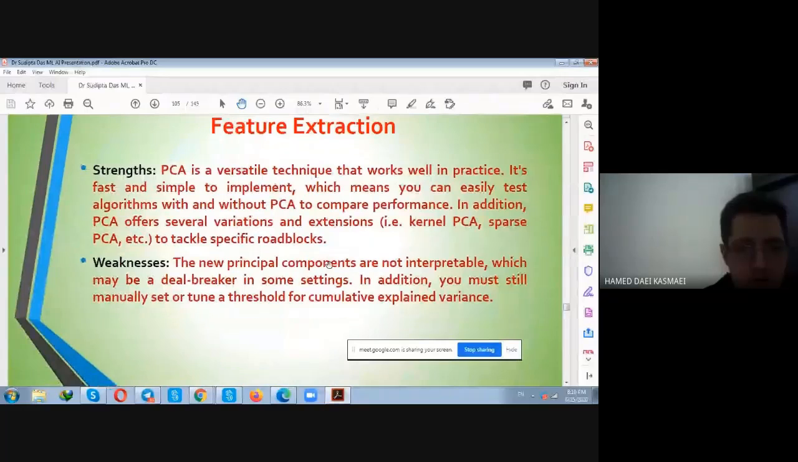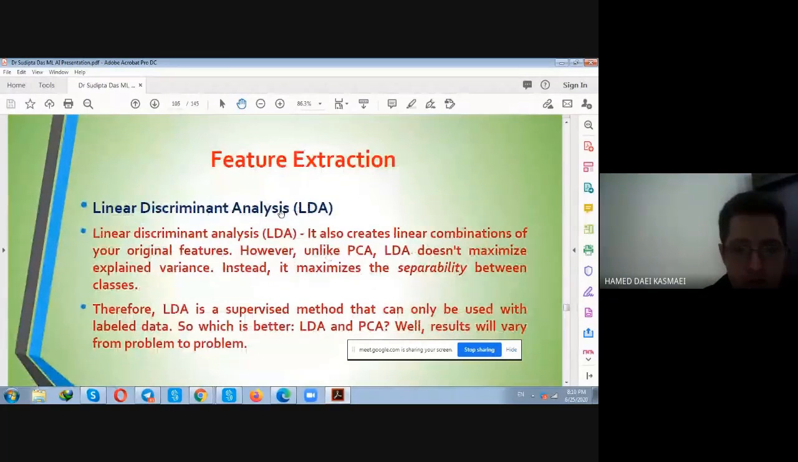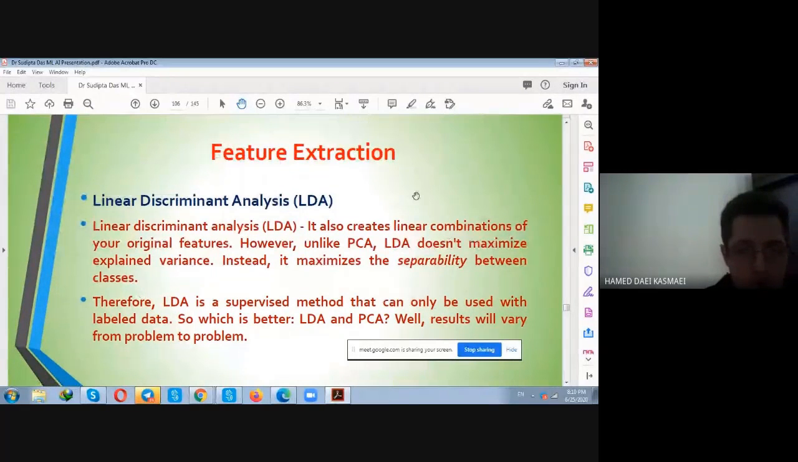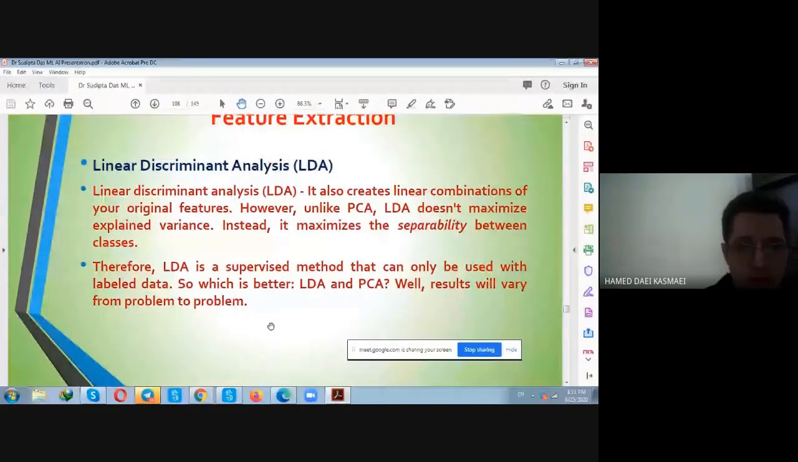about feature extraction. Linear discriminant analysis also creates linear combinations of your original features. Unlike PCA, LDA doesn't maximize explained variance, it maximizes separability between the classes, as I told you, between the partition of two independent data sets. Okay, therefore LDA is a supervised method that can only be used with labeled data. So which is better, LDA or PCA? Well, results will vary from problem to problem. Okay, so I will go about the LDA.